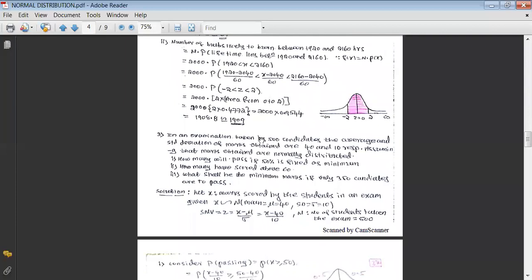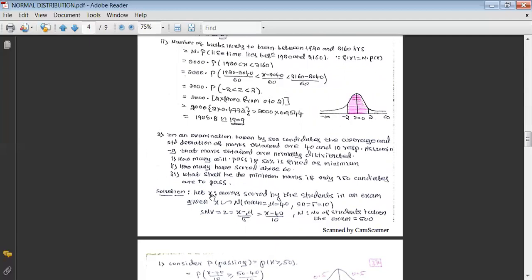In an examination taken by 500 candidates, the average and standard deviation of marks obtained are 40 and 10 respectively. Assuming that the marks obtained are normally distributed, how many will pass if 50% is fixed as the minimum? Second question, how many have scored above 60? And third one, what shall be the minimum marks if only 350 candidates are to pass? Once we see the given information, we find that the information is regarding marks scored by the students.